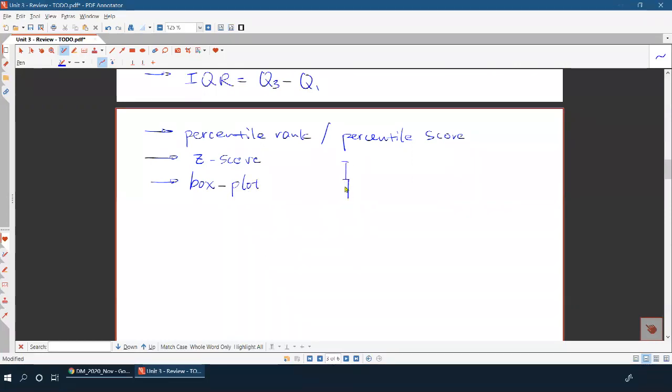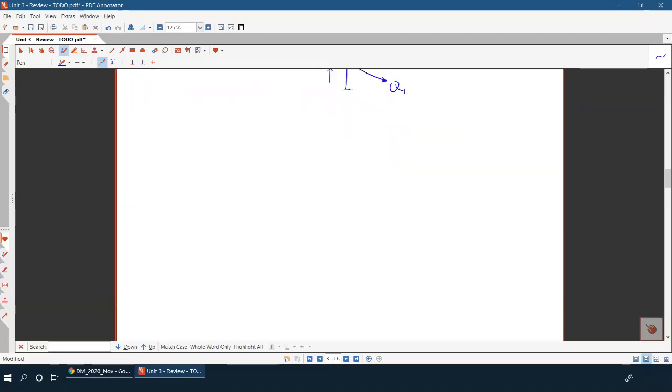Okay, for box plot, all you need to remember is that the box in the middle of the box plot stands for IQR. The length of the box stands for the IQR. Okay, the upper part is Q3, lower part is Q1, and there is a line here indicating Q2. Okay, this is Q2, or also we call it median.